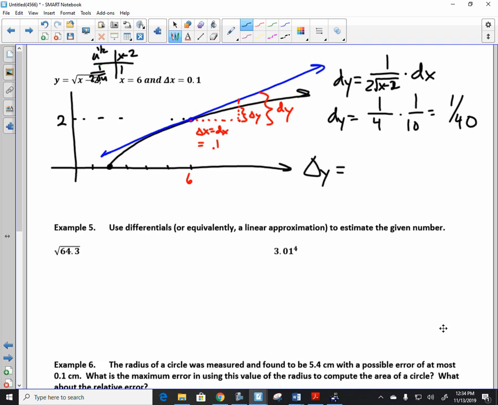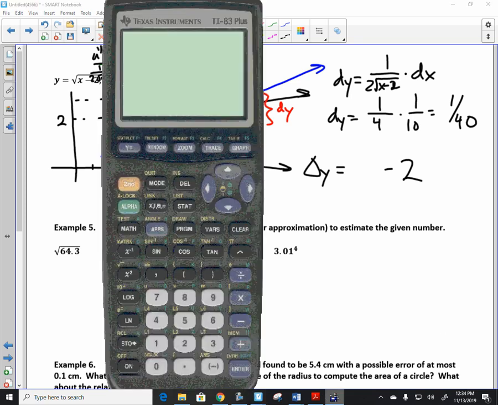In order to find delta y, we take this second y value and we subtract 2. How do I find that second y value? What do I plug in for x? 6.1, very good, because you moved over 0.1, so you're at 6.1.